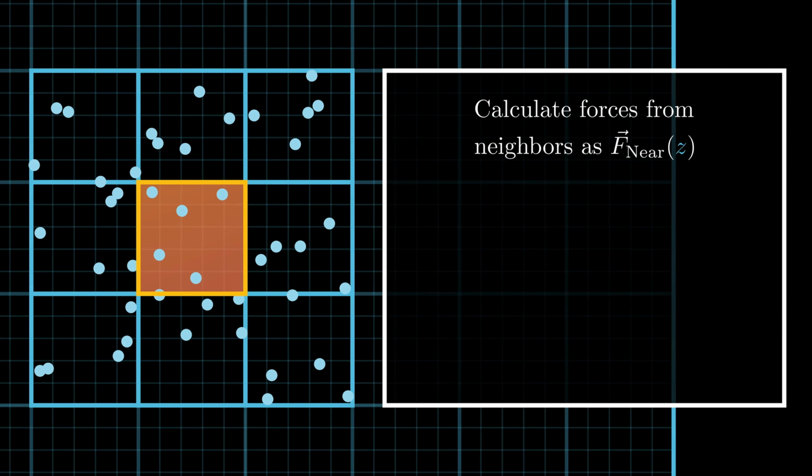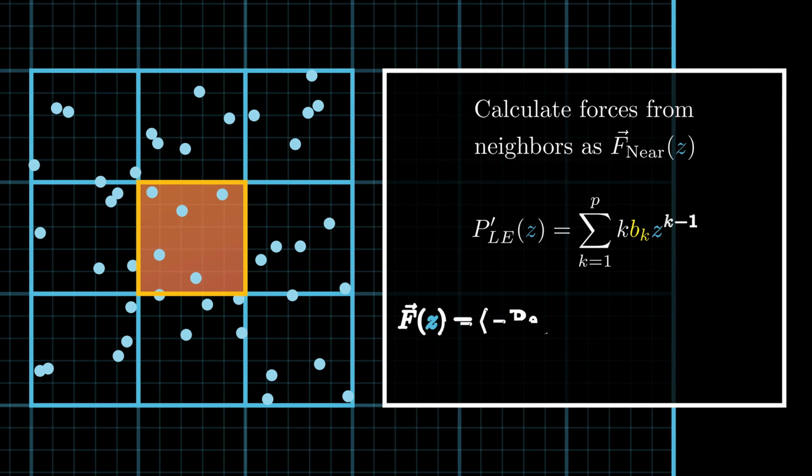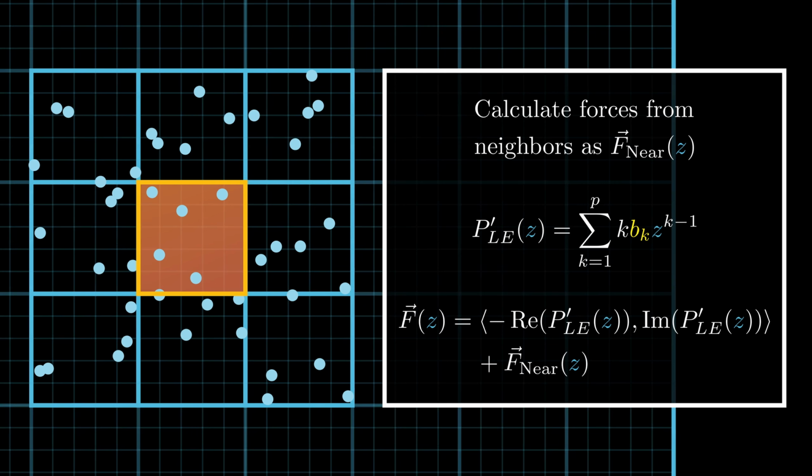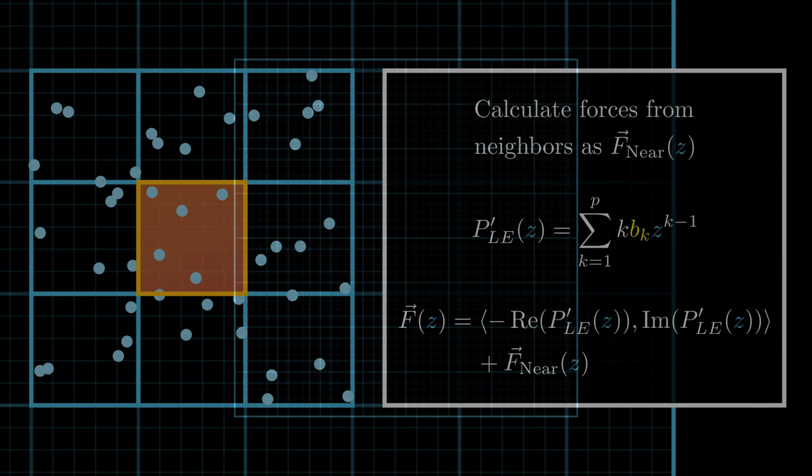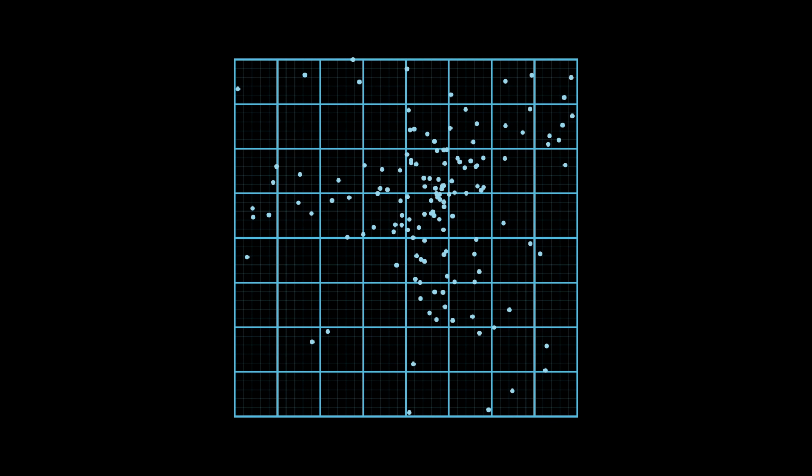To get the force generated by the local expansion, we can write out the expression for the derivative instead of the potential. Finally, we can add that to the forces generated by the near neighbors and obtain all the final forces. It's done. But of course, this was under the assumption that the particles were evenly distributed. Otherwise, if we just apply an even grid, the final step of calculating near neighbors might take super long, breaking the O of n complexity.